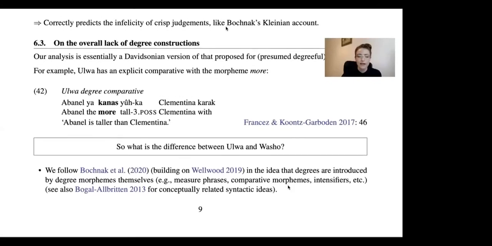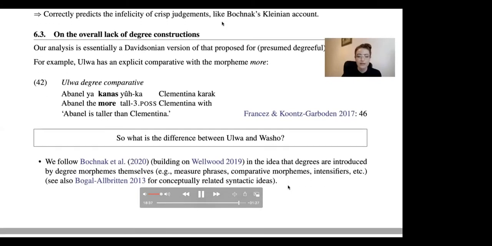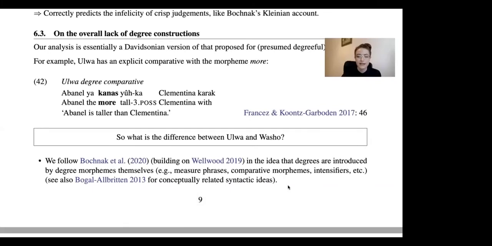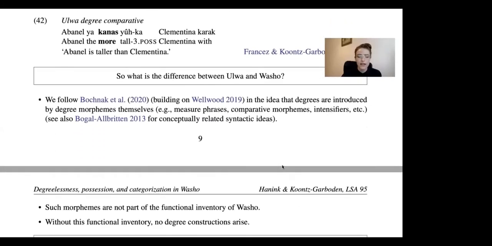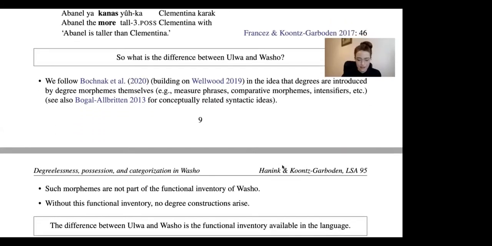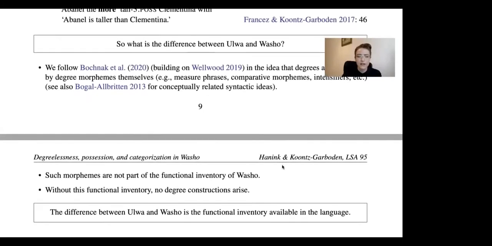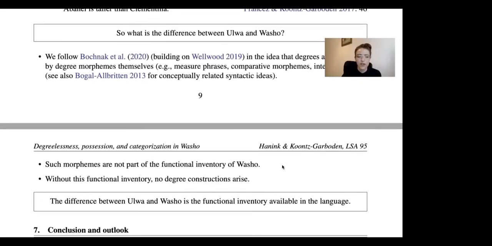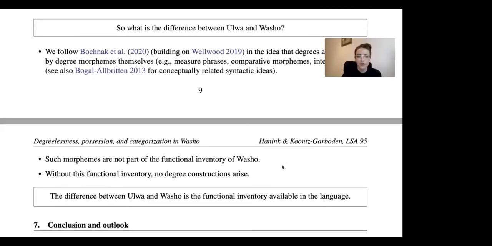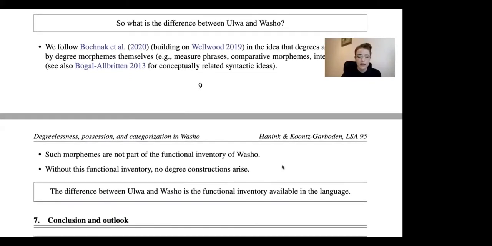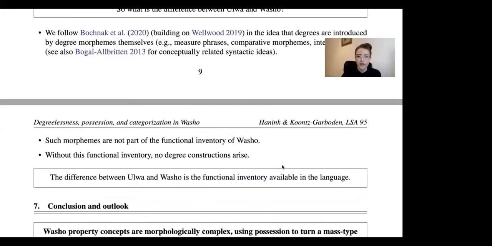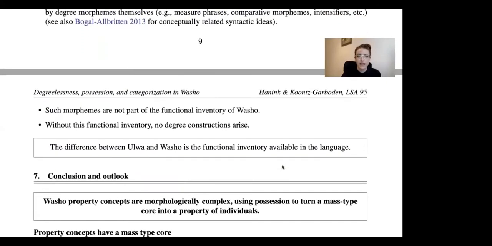Here we follow Bochnak et al., who build on Wellwood 2019 in the idea that degrees are introduced by degree morphemes themselves, rather than by property concepts. So the idea is that morphemes that make reference to degrees are not part of the functional inventory of Washoe. And without that functional inventory, no degree constructions arise. And this is the source of variation across languages. Whether or not they have degree constructions, it all boils down to the morphology that they have in their functional inventory.